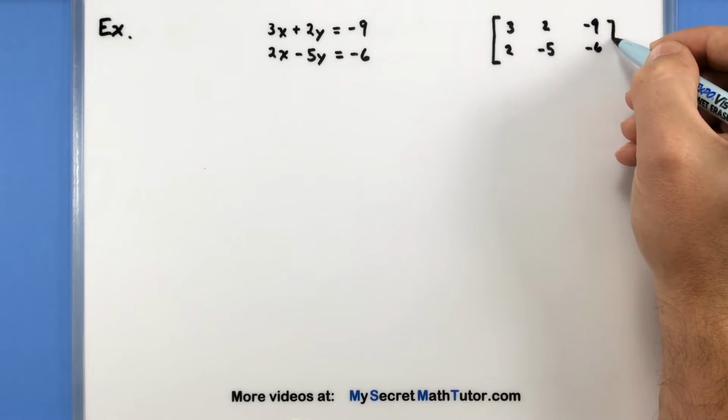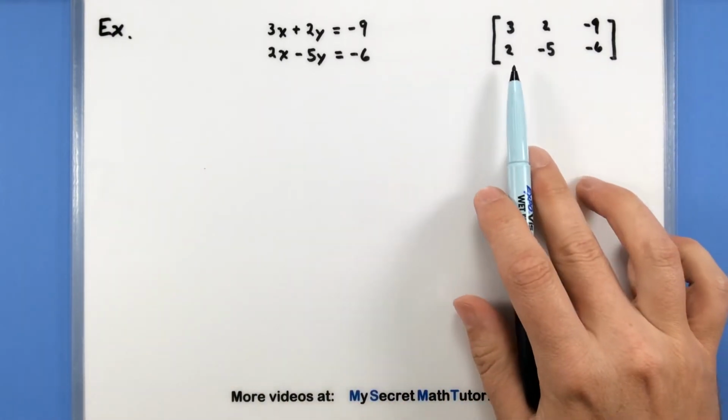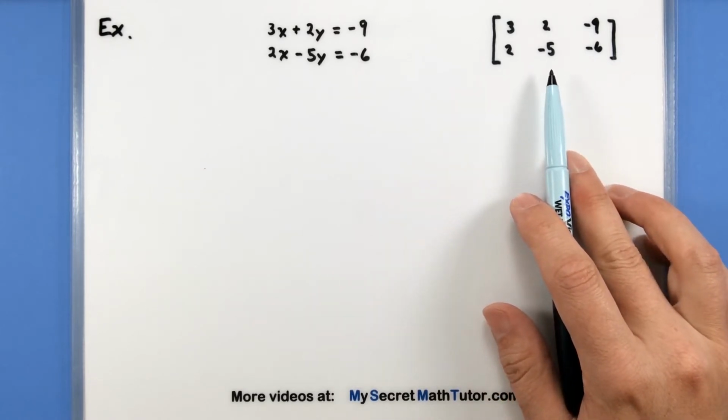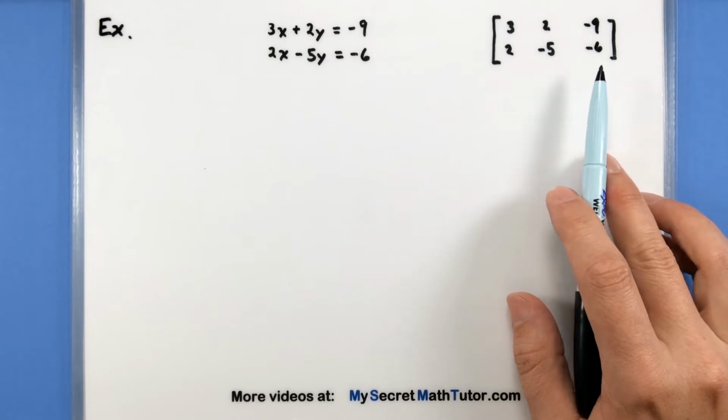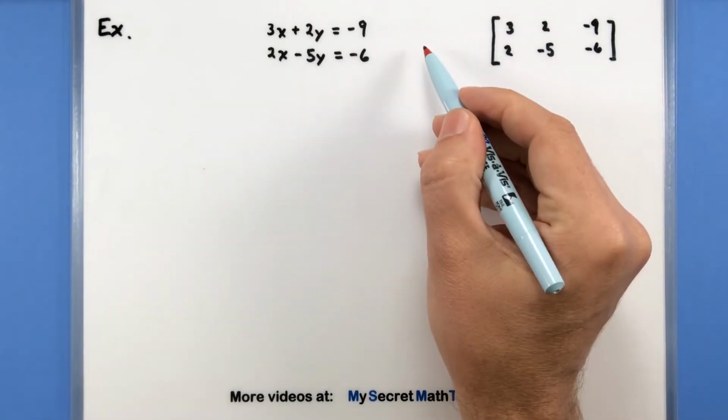So notice how you're only keeping track of the coefficients. You're not too worried about the variables. But in the back of your mind, you're remembering that these really are coefficients on x. The second column are coefficients on y, and these are just our constant coefficients. All right, so done. We've converted it into a matrix.